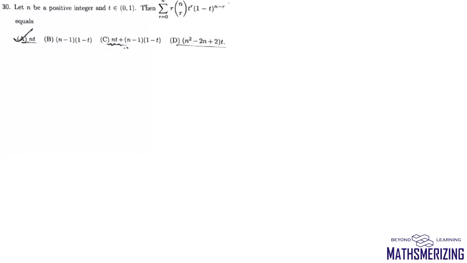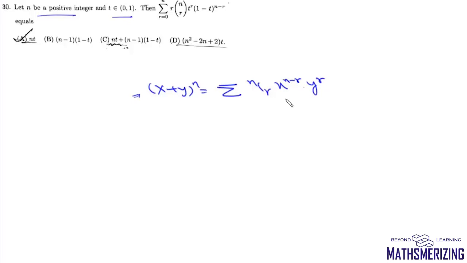Now question number 30 is: if n is a positive integer and t belongs to 0 to 1, then this summation r varies from 0 to n, r nCr t to the power r, 1 minus t to the power n minus r equals what? So what we'll do is we'll write the binomial expansion of x plus y to the power n, and we know that this is equal to summation nCr x to the power n minus r y to the power r.